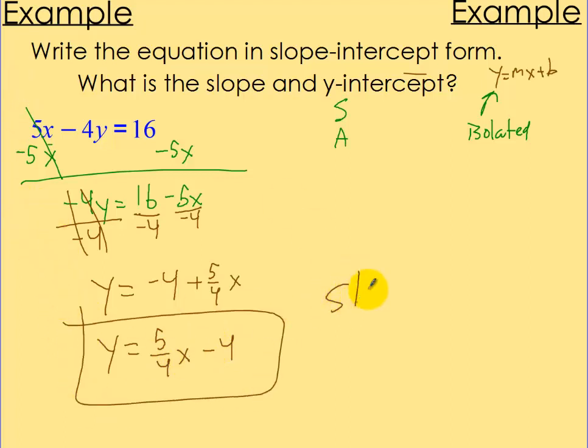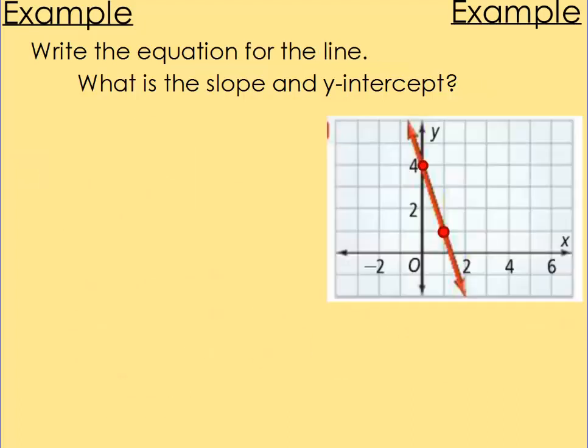Now what's the slope? The slope is the coefficient of x, so the slope equals 5/4. And the y-intercept is negative 4. So your b is negative 4. That's the point (0, negative 4). Try the next one. Pause the video.